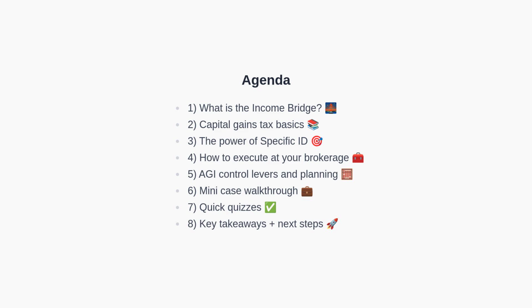Here is our agenda. First, we will define the income bridge and why it matters. Then, we will cover capital gains tax basics to set the foundation. Next, we will dive into the specific ID method and why it is so powerful. After that, we will walk through practical brokerage execution. We will then examine AGI control levers. We will use a mini case study to make concepts concrete. Finally, we will test your knowledge with quizzes and wrap up with key takeaways.